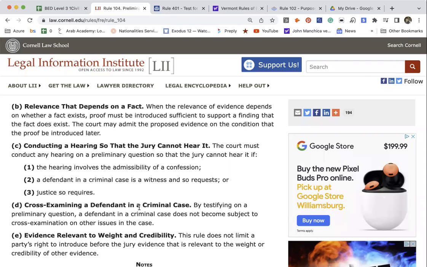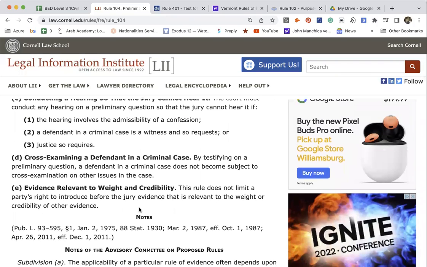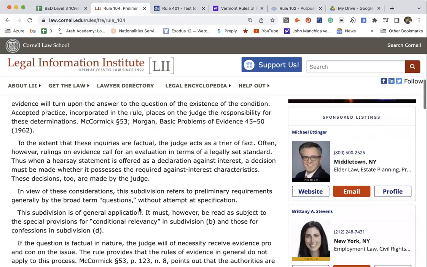D, cross-examining a defendant in a criminal case by testifying on a preliminary question. A defendant in a criminal case does not become subject to cross-examination on other issues in the case. E, evidence relevant to weight and credibility. This rule does not limit a party's right to introduce before the jury evidence that is relevant to the weight or credibility of other evidence.